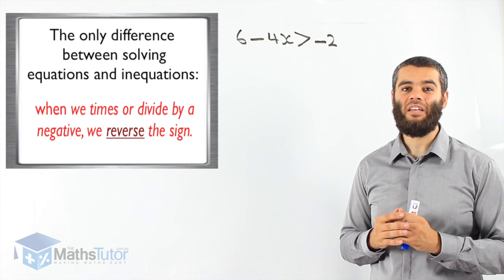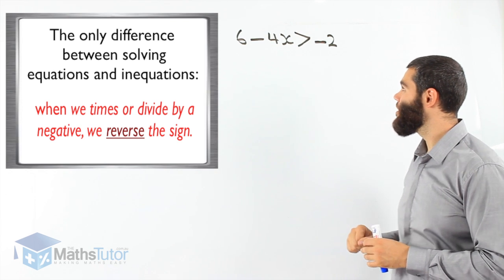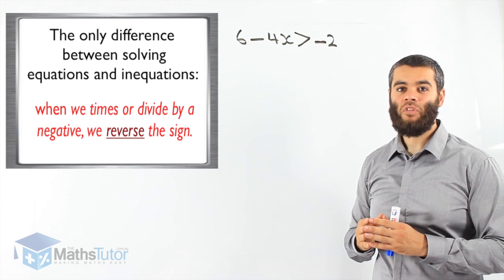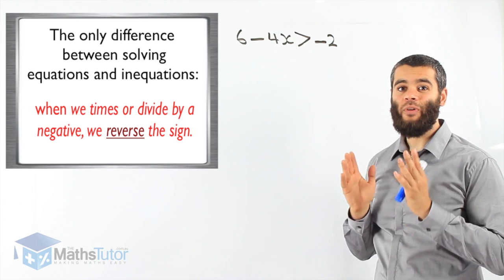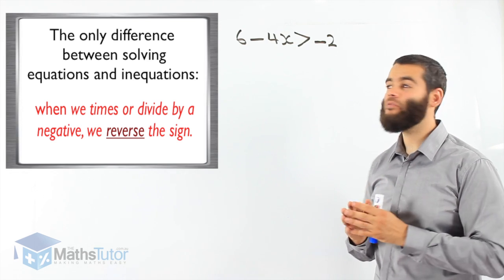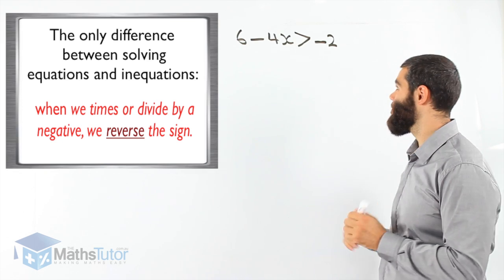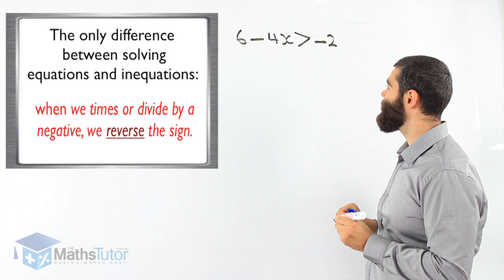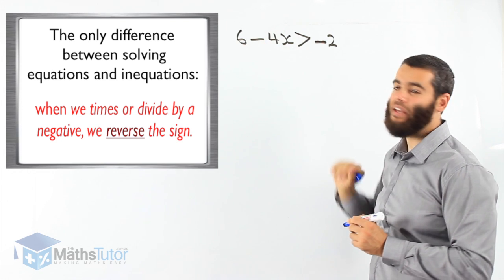So let's see what we mean by reversing the sign. In this example, we have 6 take away 4x is greater than negative 2. We solve it normally, but we are looking for this rule. If we have to multiply or divide by a negative number, we have to reverse this sign. We have to flip it. Let's see how. 6 take away 4x is greater than negative 2. We would like to find x, and we know we have to eliminate the 6 and the negative 4.